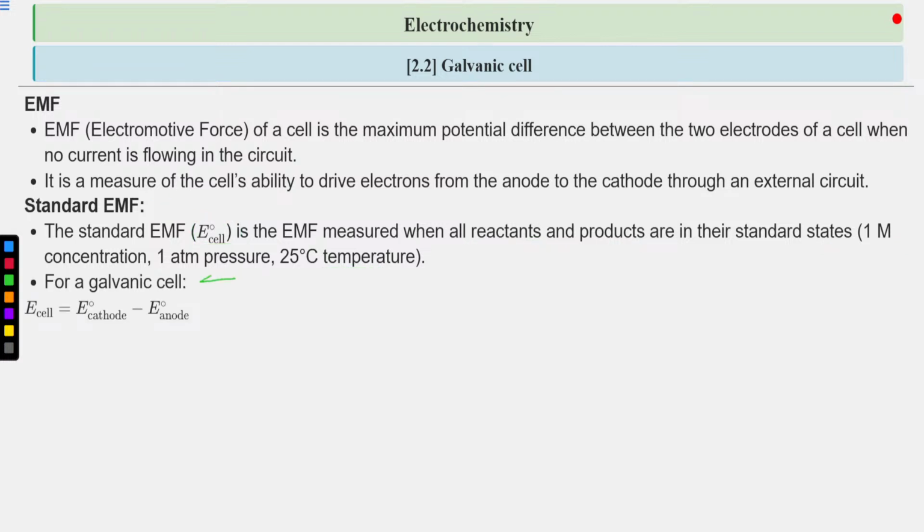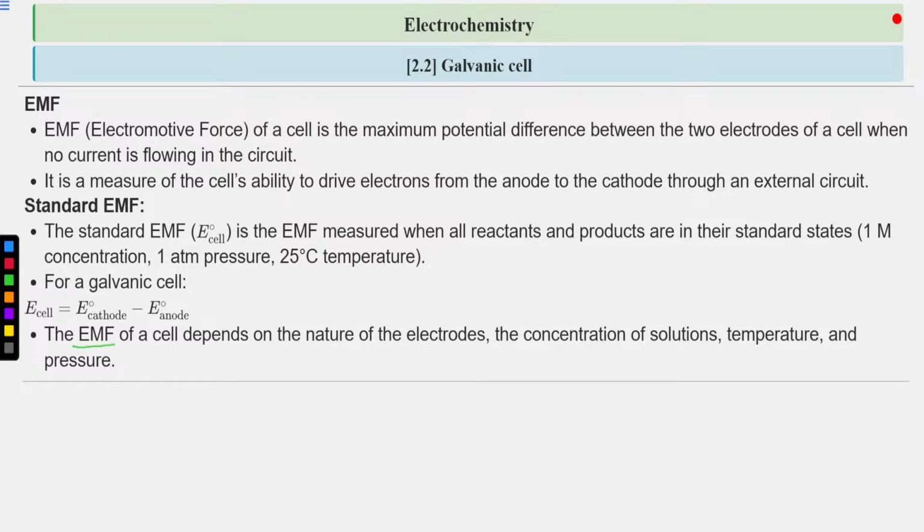For a galvanic cell, the E cell, that means the EMF, the potential of the cell, is equal to the E naught of cathode, the standard EMF of the cathode, minus the standard EMF of the anode. This is the way to find the overall potential difference of the cell.